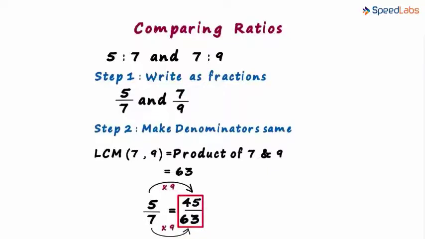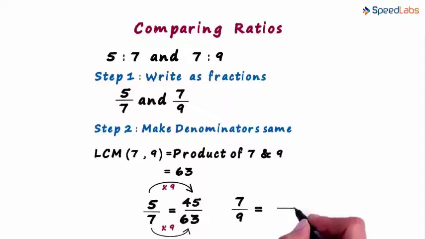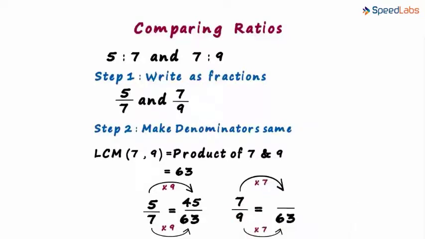The second ratio, 7/9, should also be written as something upon 63. In this case, to get 63 in the denominator, we have to multiply the denominator by 7. And to keep the ratio same, we also multiply the numerator by 7. 7 times 7 is 49. Hence, the second ratio is written as 49/63.